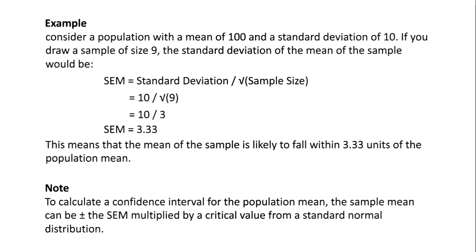Note: to calculate a confidence interval for the population mean, the sample mean can be plus or minus the SEM multiplied by a critical value from a standard normal distribution. In Unit 3 we will learn the estimation of confidence intervals. There SEM will be used.